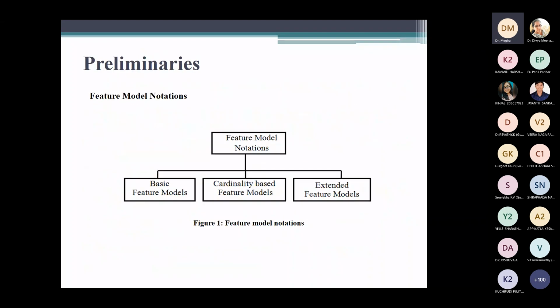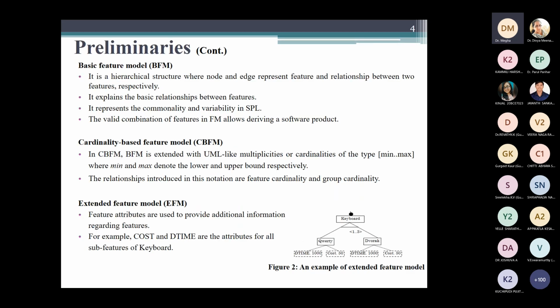Now, before I start explaining this AI technique, let's understand the basic concepts which are required to understand this entire method. We have three types of feature model notations. One is the basic feature model, the other one is the cardinality-based feature model, and the next one is extended feature models. I would be explaining these feature models one by one in the upcoming slides. Now let's start with the basic feature model.